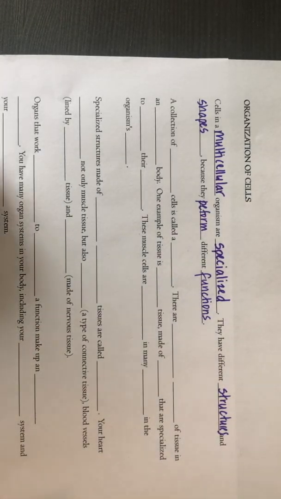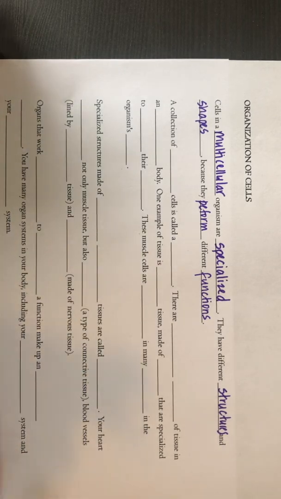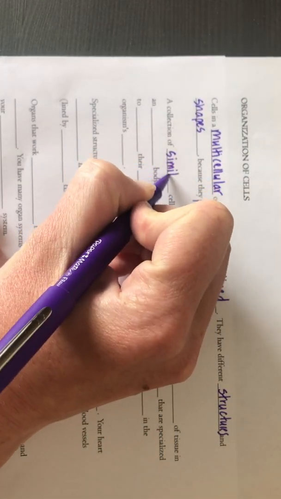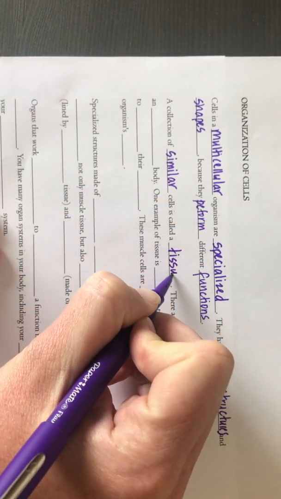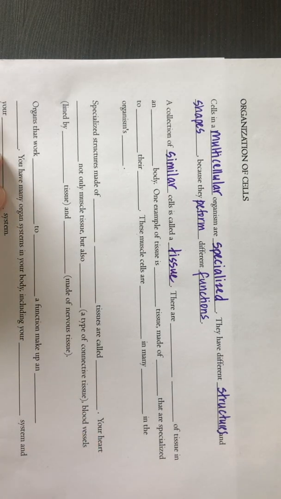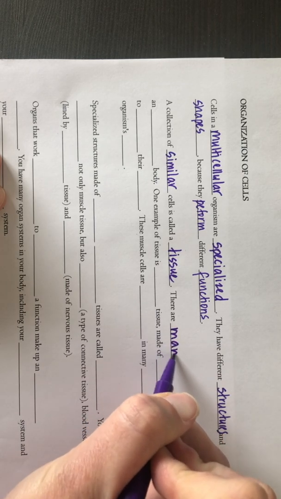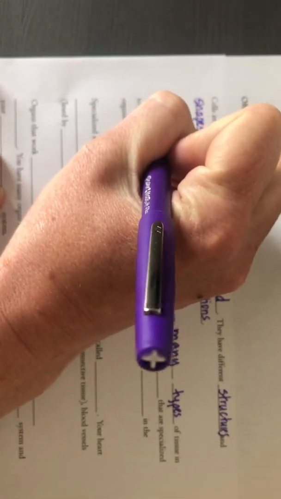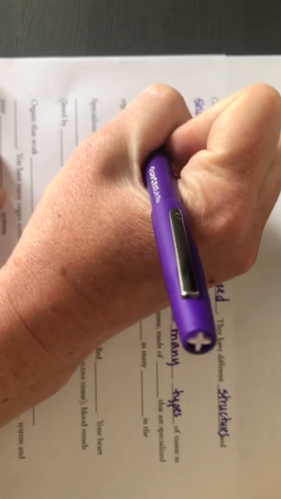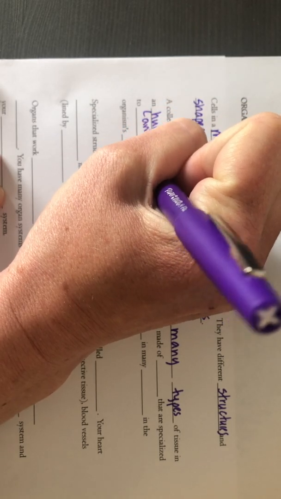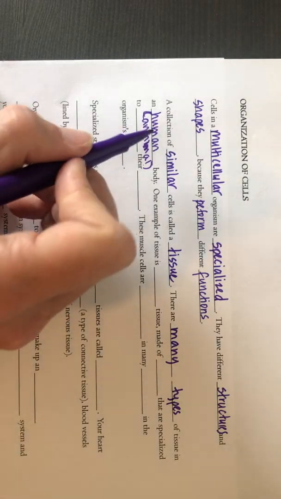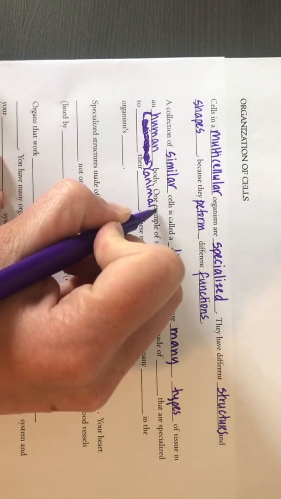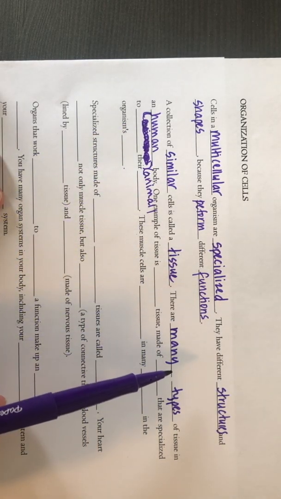So we have these specialized cells, and we are going to have them in different parts of the body. We're going to collect similar cells together. And a collection of similar cells is going to be called a tissue. There are many types of tissue in the human body. You could also put this in an animal body. So in human and animal bodies, there are many types of tissues.